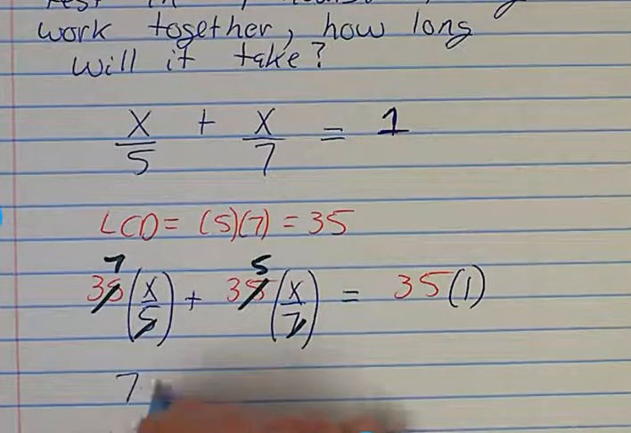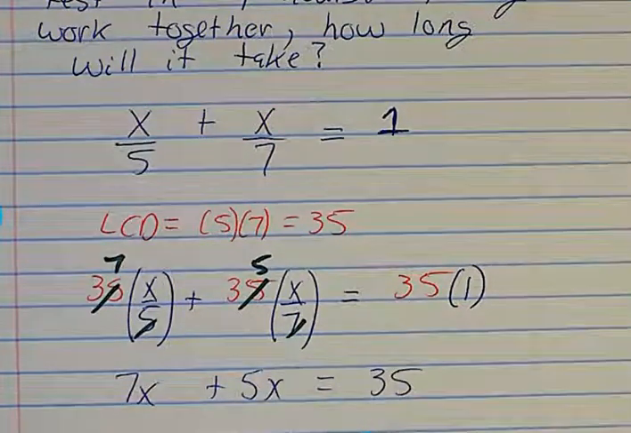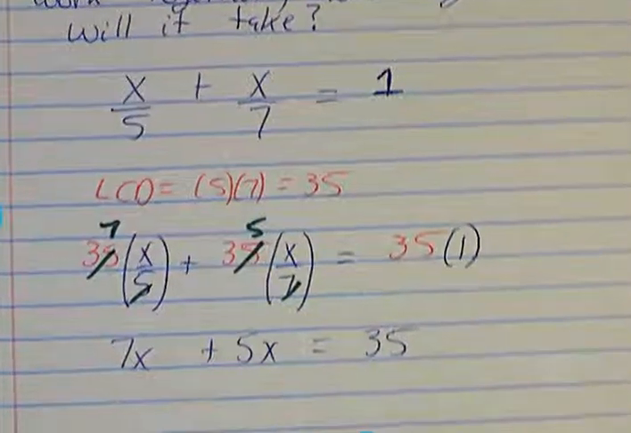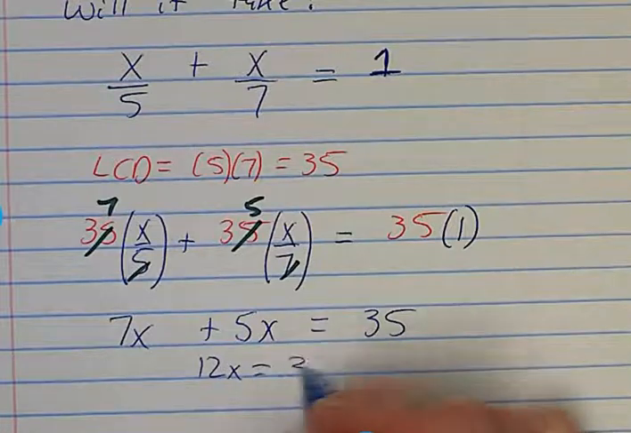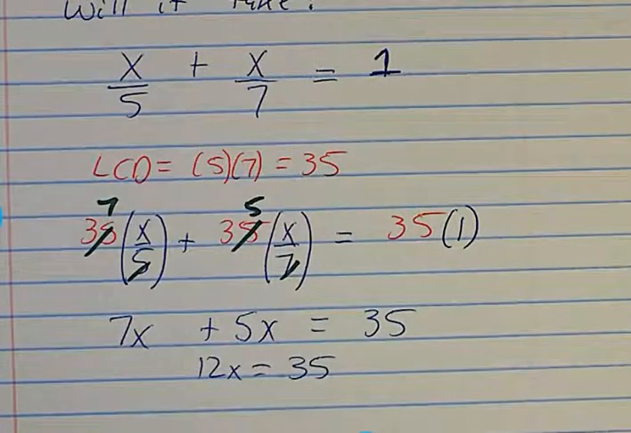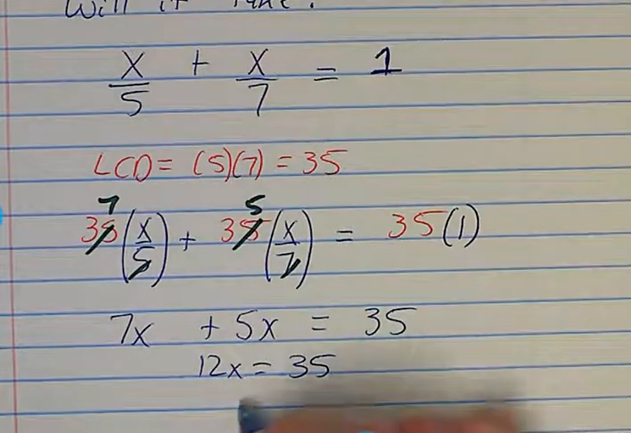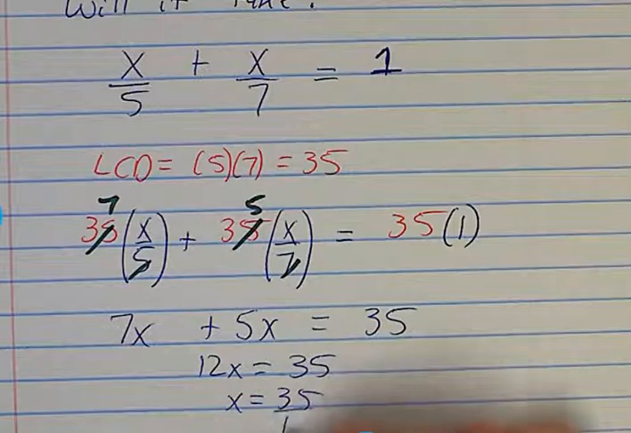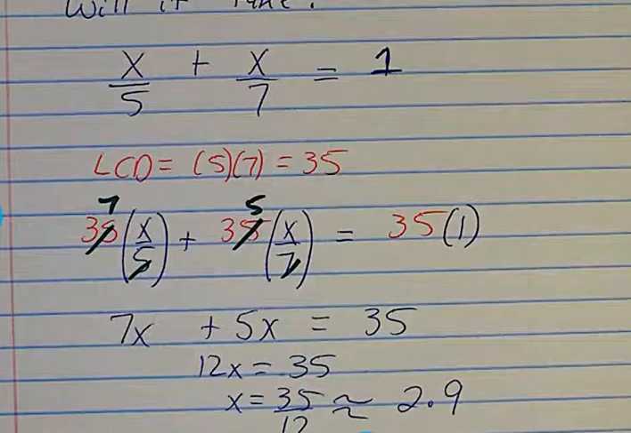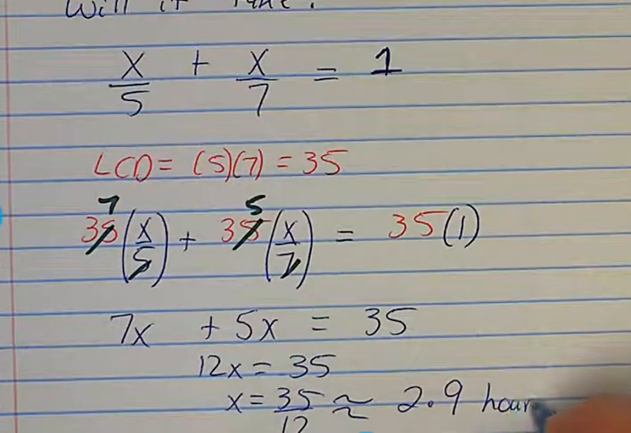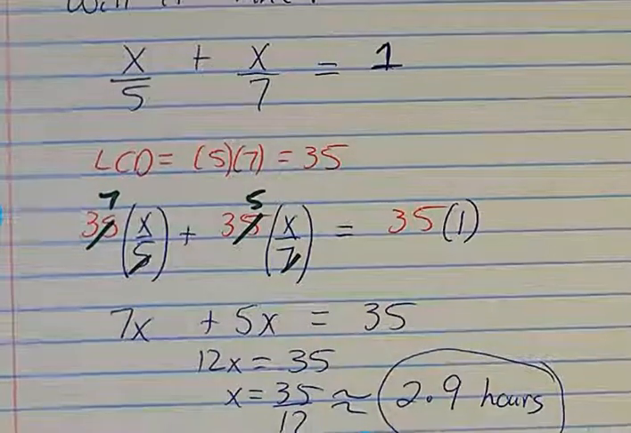So we've got 7x plus 5x equals 35. That's 12x equals 35. Now, if you divide 12 into 35, it doesn't go evenly. So this is one where they would have to tell you to round the answer off. If you take and divide 35 by 12, it's almost 3, so we'll say it's about 2.9. So for them, if they do it together, they can do it in a little less than 3 hours. So about 2.9 hours.